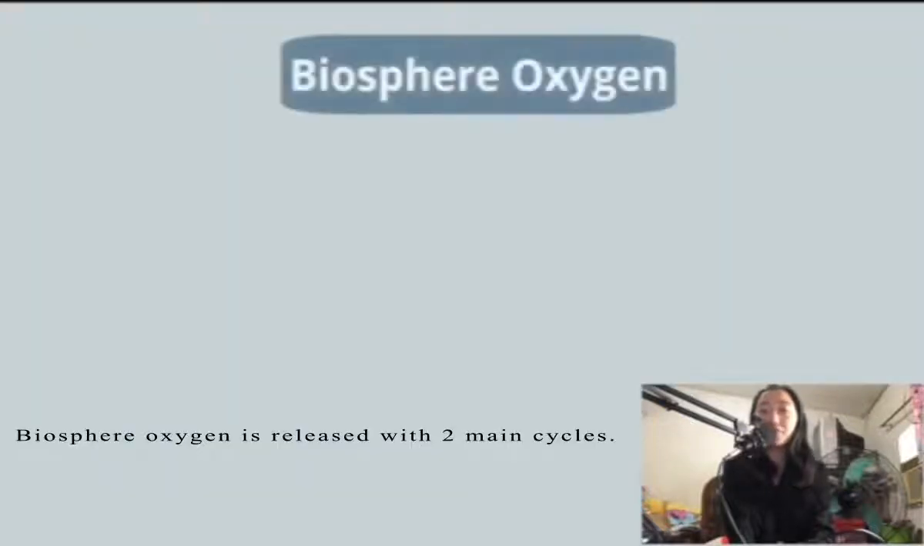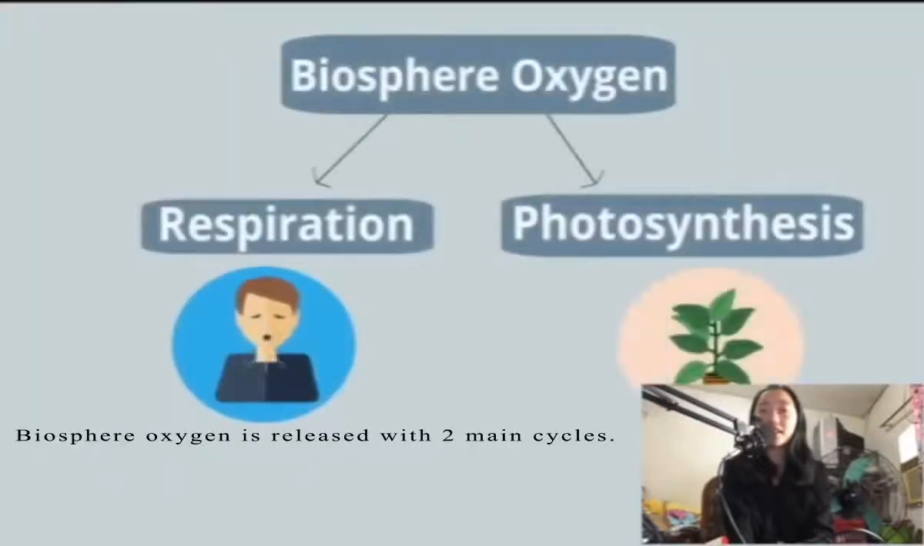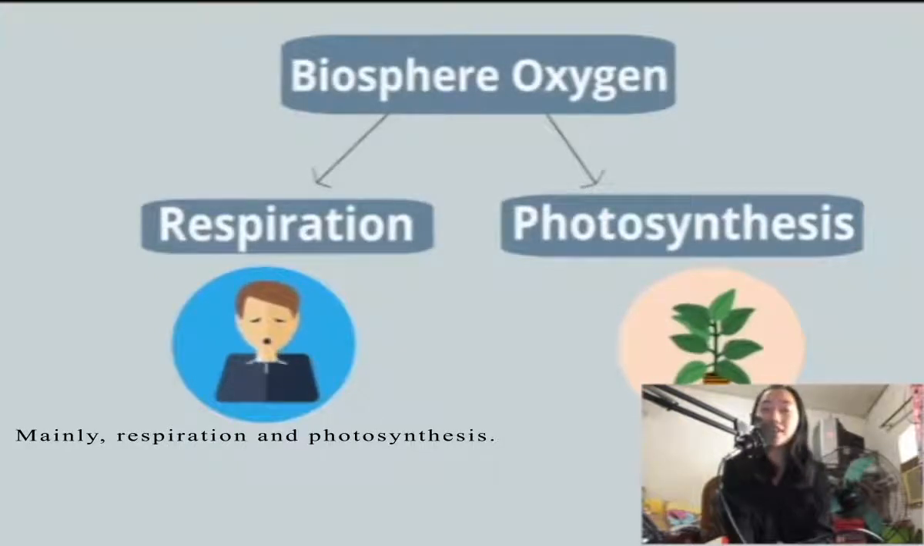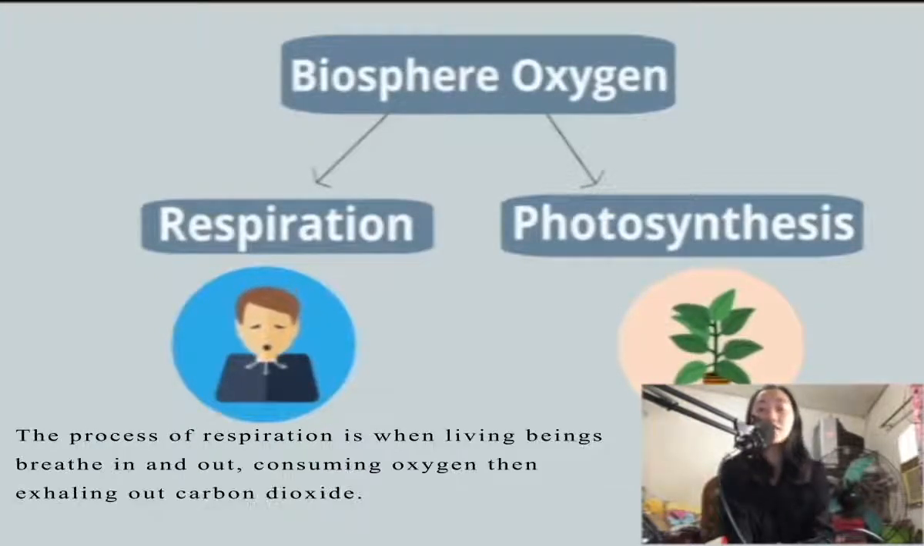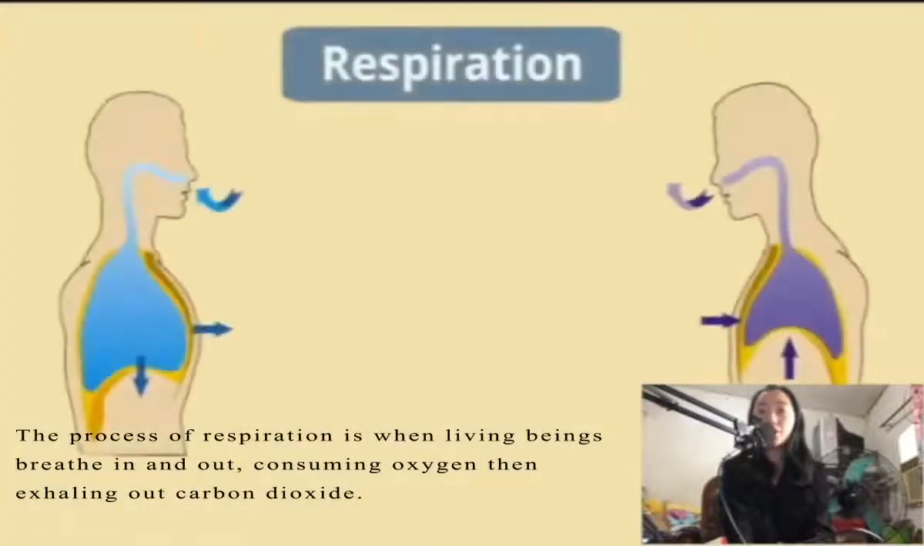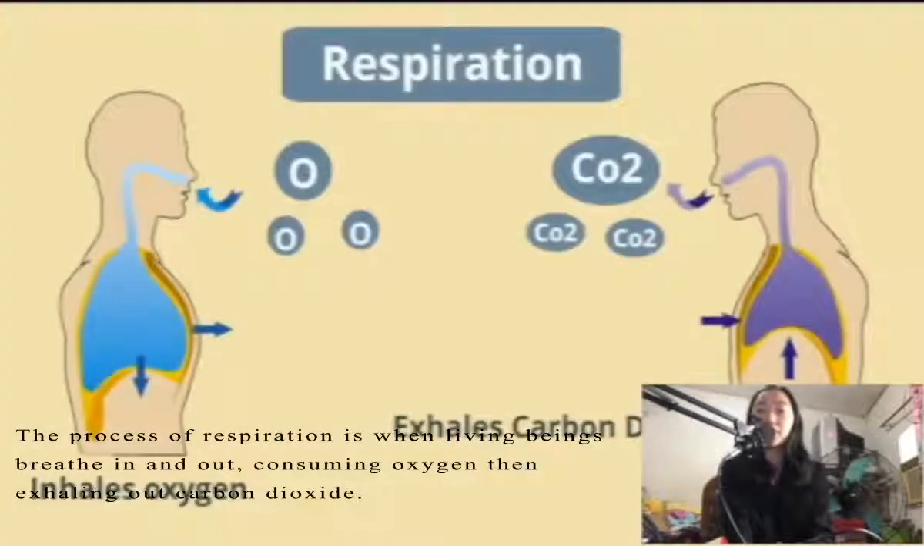Biosphere oxygen is released with two main cycles, namely respiration and photosynthesis. The process of respiration is when living beings breathe in and out, consuming oxygen, then exhaling carbon dioxide.